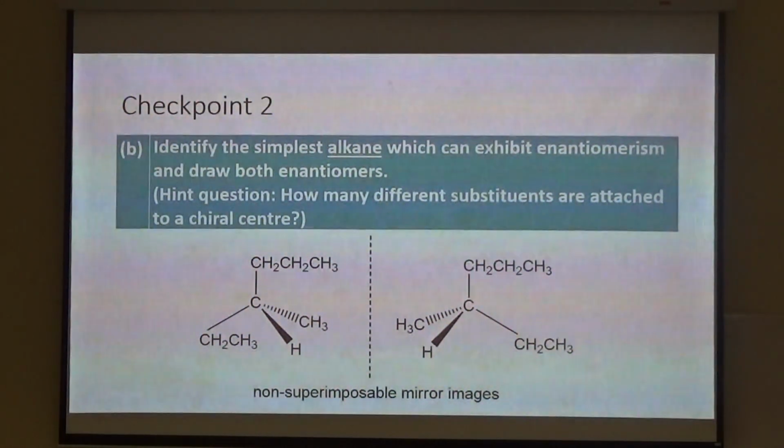For those who have not taken down the answers the previous time, maybe you'd like to take this down, because the question is asking you to identify the simplest alkane, while we wait for our friends at the back to settle down.